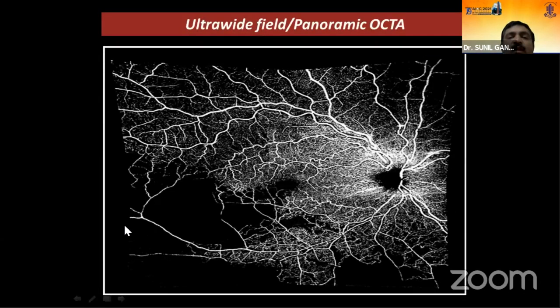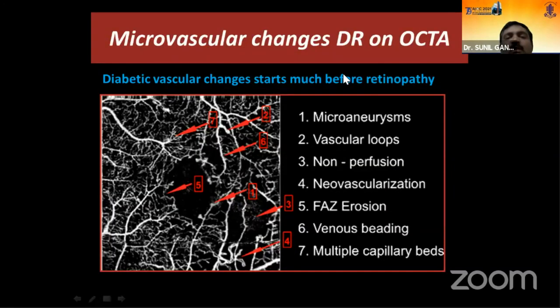With our recent ultra wide field imaging, you can go up to the near periphery, if not the far periphery, for imaging with OCTA, as shown in this picture. Most of the microvascular changes of diabetic retinopathy can be picked up on OCTA, except the microaneurysms, for which I'll be telling about the limitations of microaneurysm imaging. You can pick up the vascular loops, the non-perfusion areas as shown here, the FAZ erosion, the venous beading, and the multiple capillary beds. All these things can be imaged with OCTA.